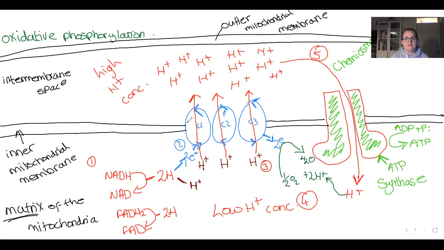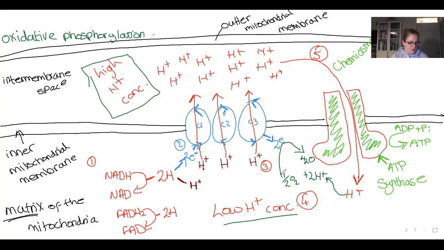By doing this, we then get a low concentration of hydrogen ions in the matrix and a high concentration of hydrogen ions in the intermembrane space. This sets up an electrochemical gradient. This electrochemical gradient causes the hydrogen ions to then move back into the matrix via ATP synthase. This is called chemiosmosis. Now, as the hydrogen ions are moving into the matrix of the mitochondria again via ATP synthase, ADP plus the inorganic phosphates are forming ATP each time a hydrogen ion passes through.